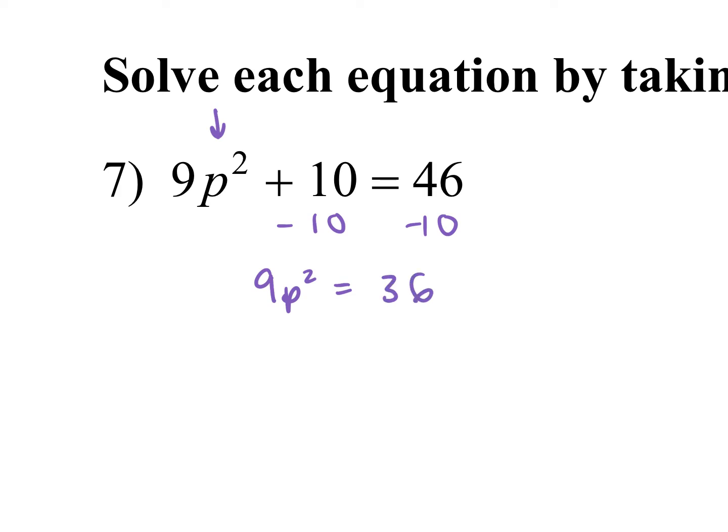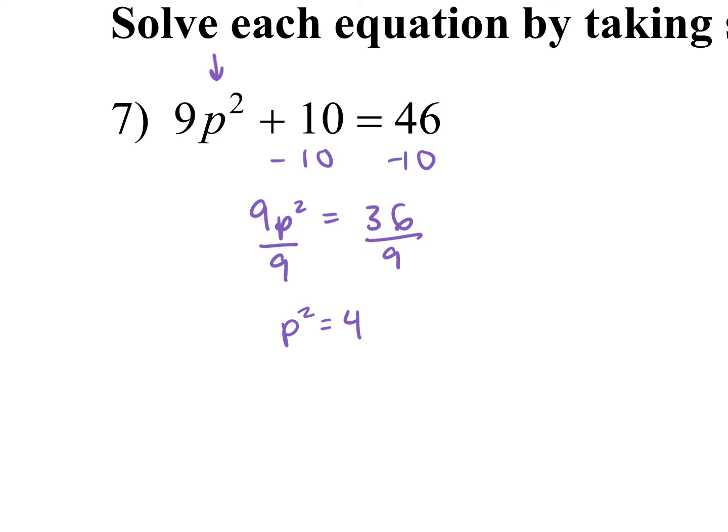Then what can I do to get that variable all by itself? Divide by 9. So p squared is equal to, what's 36 divided by 9? 4. Then what should I do? Take the square root. So p is equal to, what do I have to remember to do when I take the square root of both sides? Plus or minus. So it's plus or minus 2.